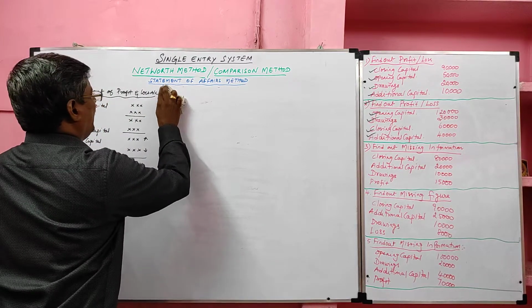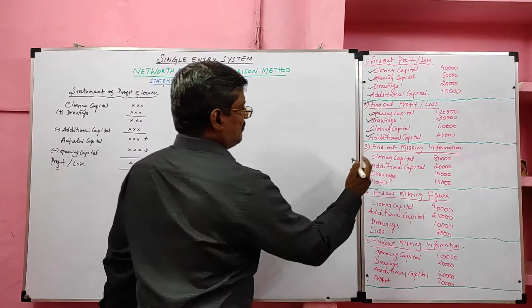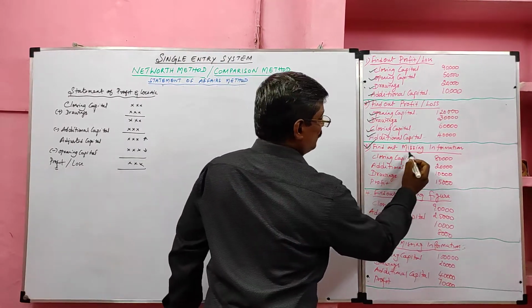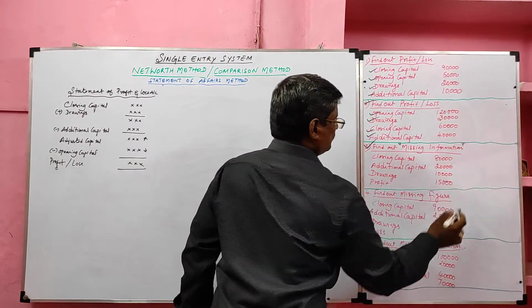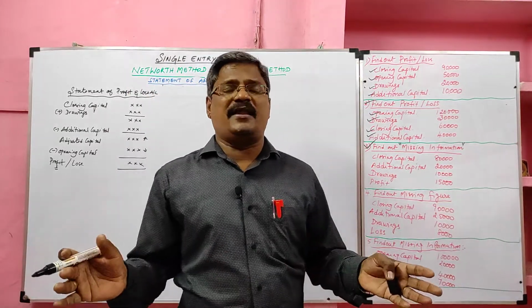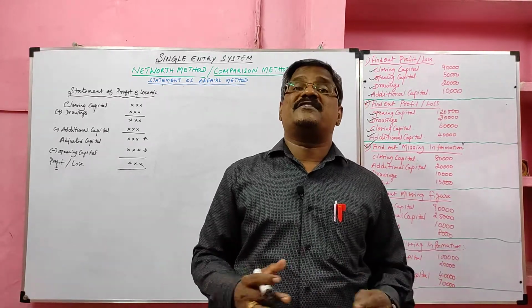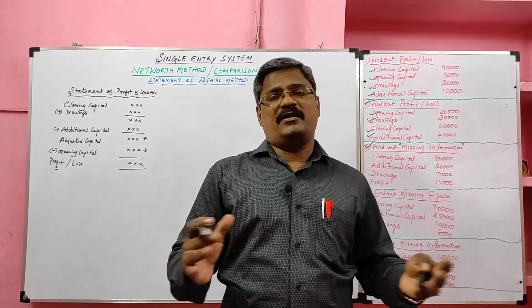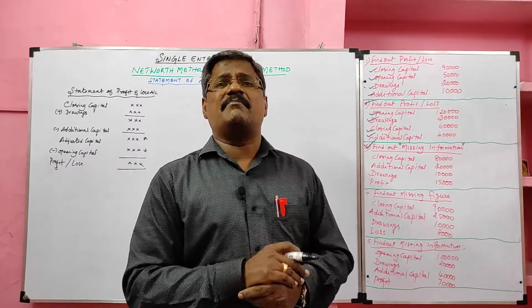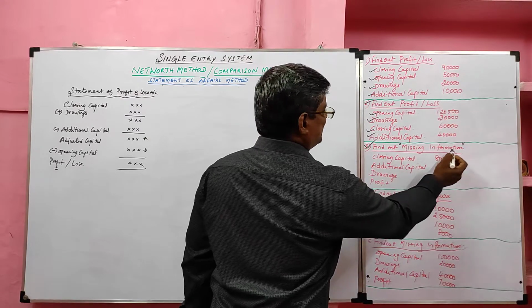In sum number 3, they are asking us to find some missing information. The main difference between double entry and single entry: in double entry, all information is given. In single entry, some information is hidden, not given openly. So we have to find some missing figure. Yes, here look at the problem. Find out the missing information.